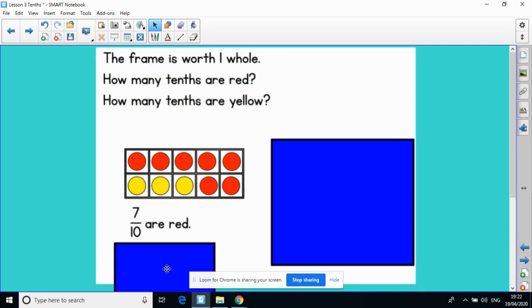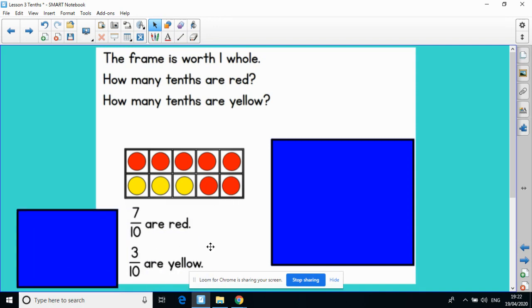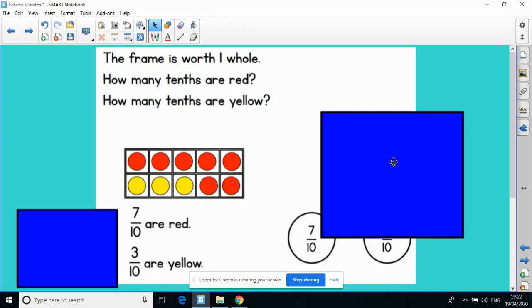7/10 are red. How many 10ths are yellow? 1, 2, 3. 3/10 are yellow. 3 out of 10 are yellow.